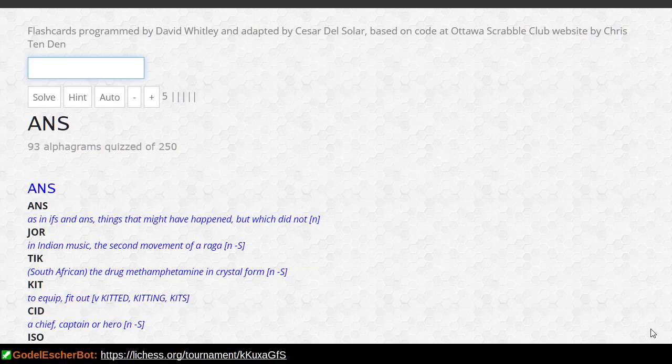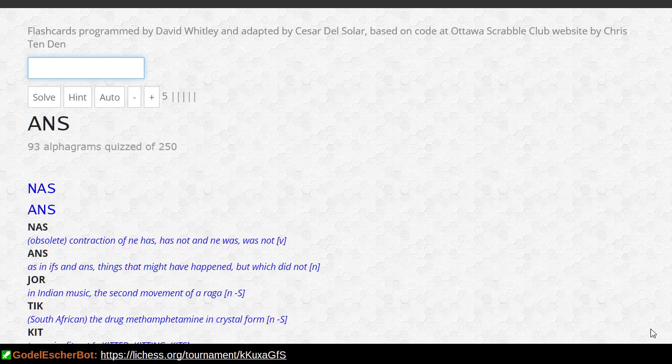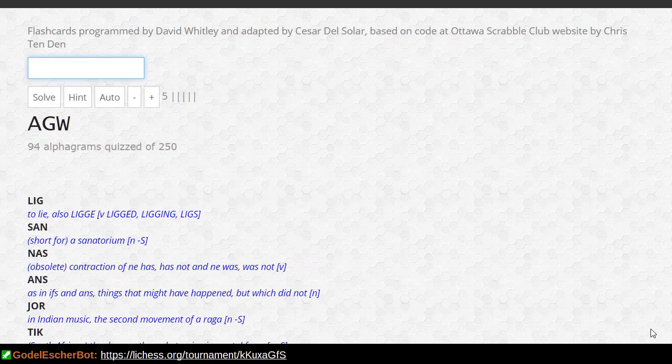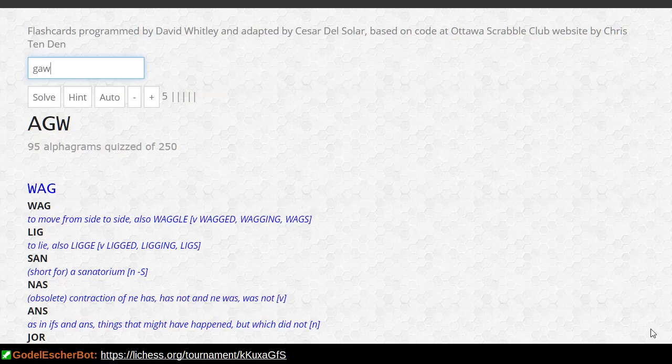Nas is a contraction of ne, has, has not, and ne was not. Strange. But there's more ways to spell words with an S. Well, san, short for a sanatorium. All right, gill is gold. No, it's not. Lig? To lie. I was thinking ligature, but yeah, okay. Sure. We all know wag, so I guess ga must be valid.